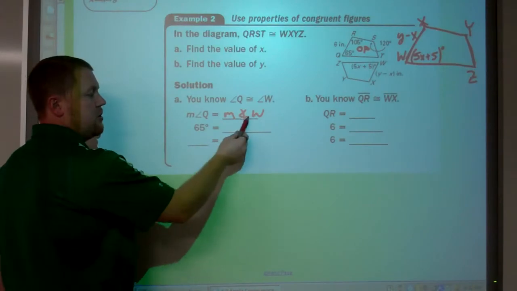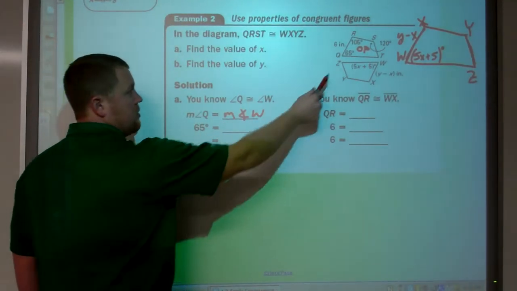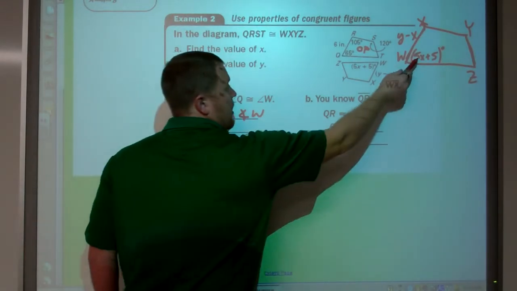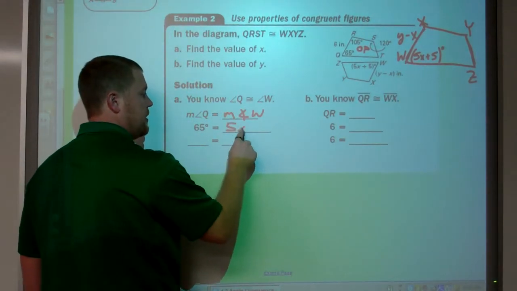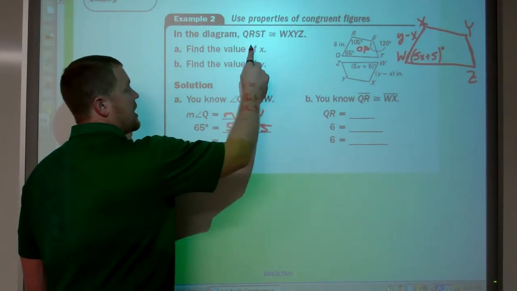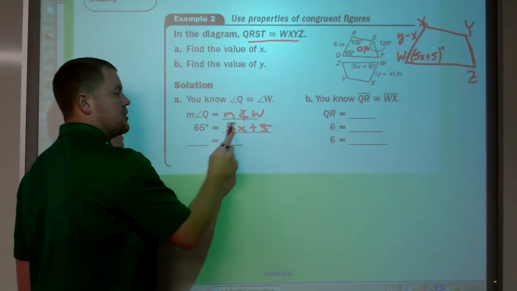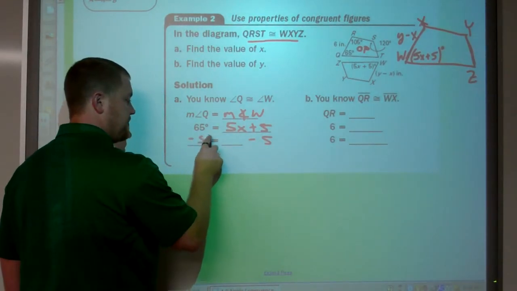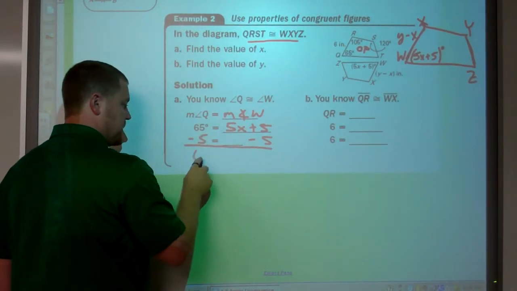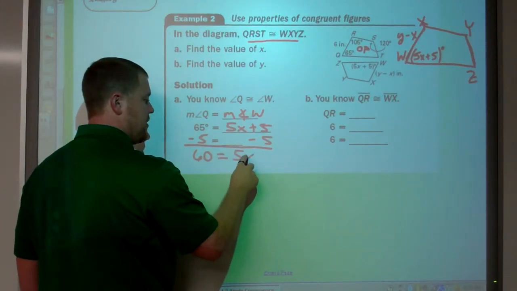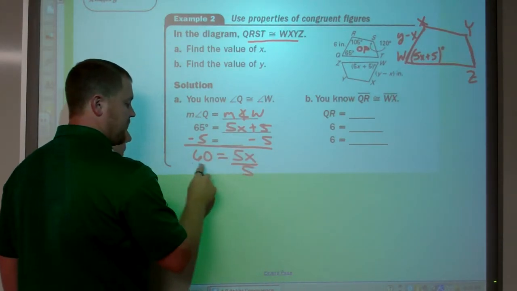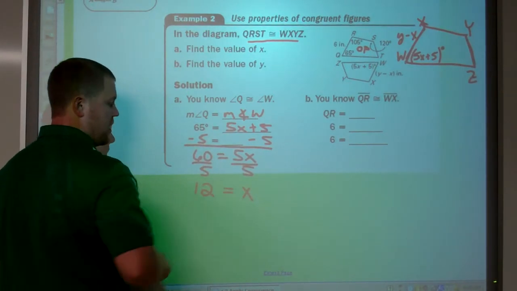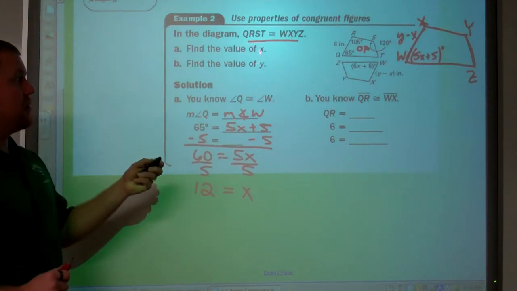So the measure of angle Q equals the measure of angle W. The measure of angle Q, 65 degrees. The measure of angle W, 5x plus 5. We've taken a geometric concept to set up an algebraic equation. Now solve. So subtract 5 from both sides. We get 60 equals 5x. Divide both sides by 5. X equals 12.